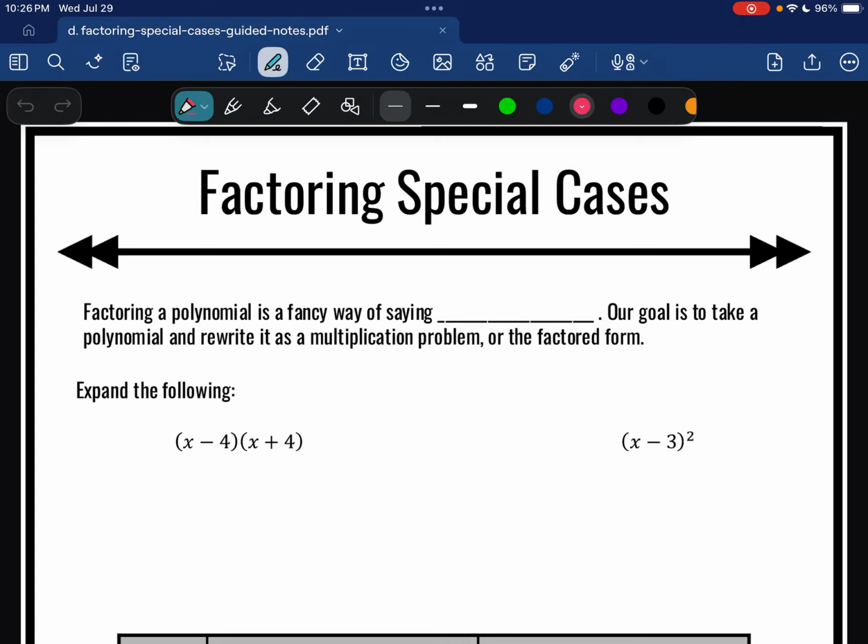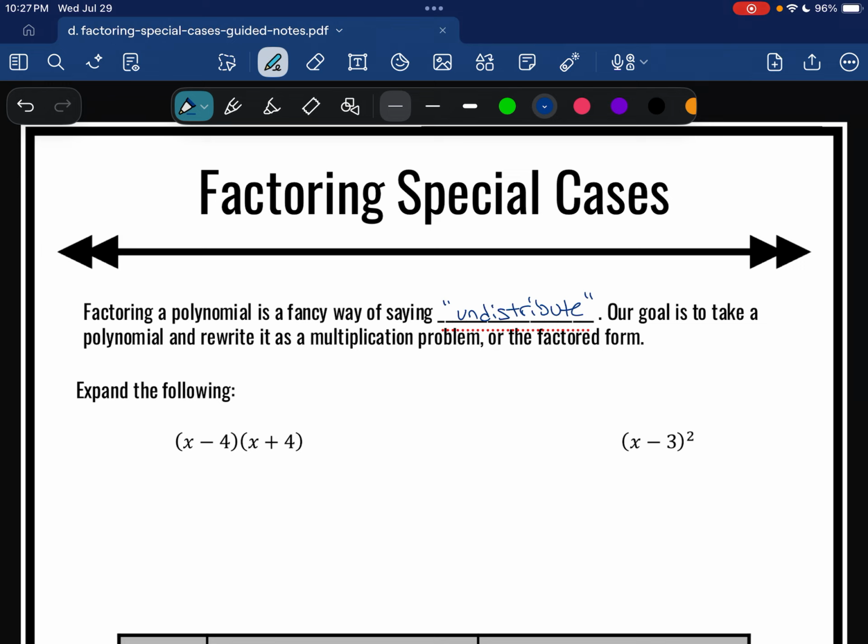What's up, everybody? Today we are talking about factoring special cases. So this has to do, if you watched our last one, with our special multiplication patterns that we saw when we multiply binomials. So what even is factoring? Factoring a polynomial is a fancy way of saying what I call undistribute. It is the reverse of the distributive property.